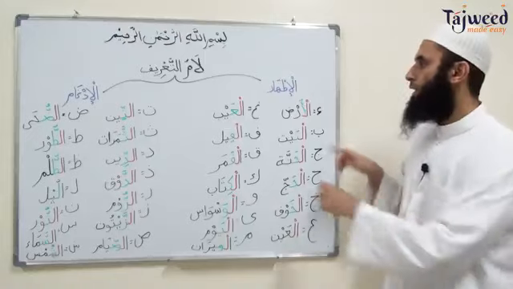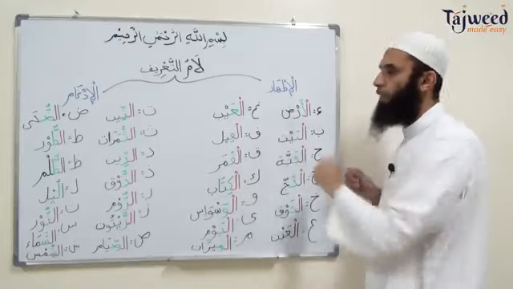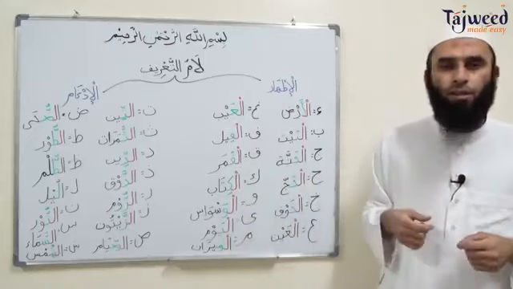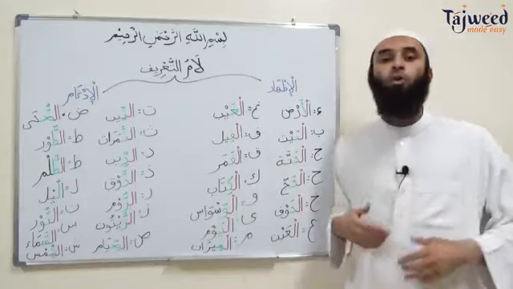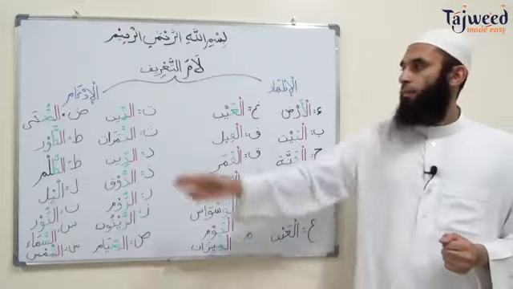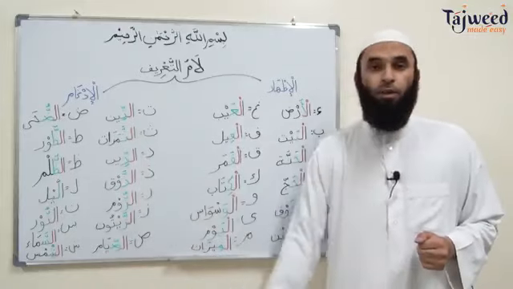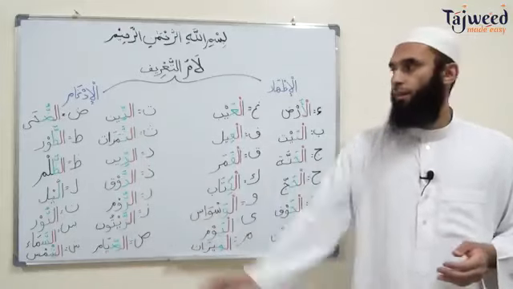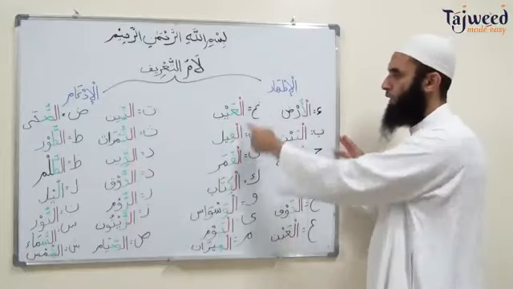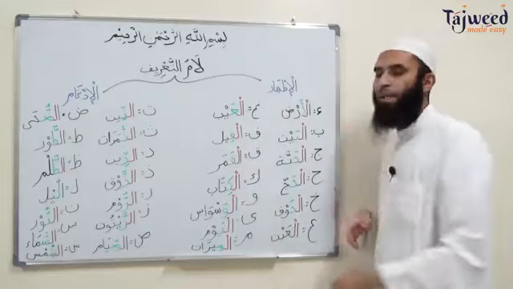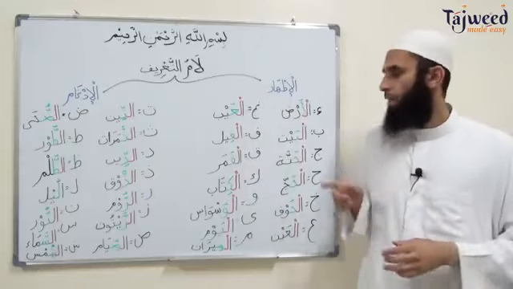So here, these 14 letters, this type of Laam that we make clear when we pronounce it, is called Laam al-Qamariyah, and these letters are called Huruf al-Qamariyah, the moon letters. And these letters are called Huruf al-Shamsiyah, the sun letters, and this Laam is called Laam al-Shamsiyah. So the first of the 14 letters where we make the al-izhar, we make it clear, is hamza.